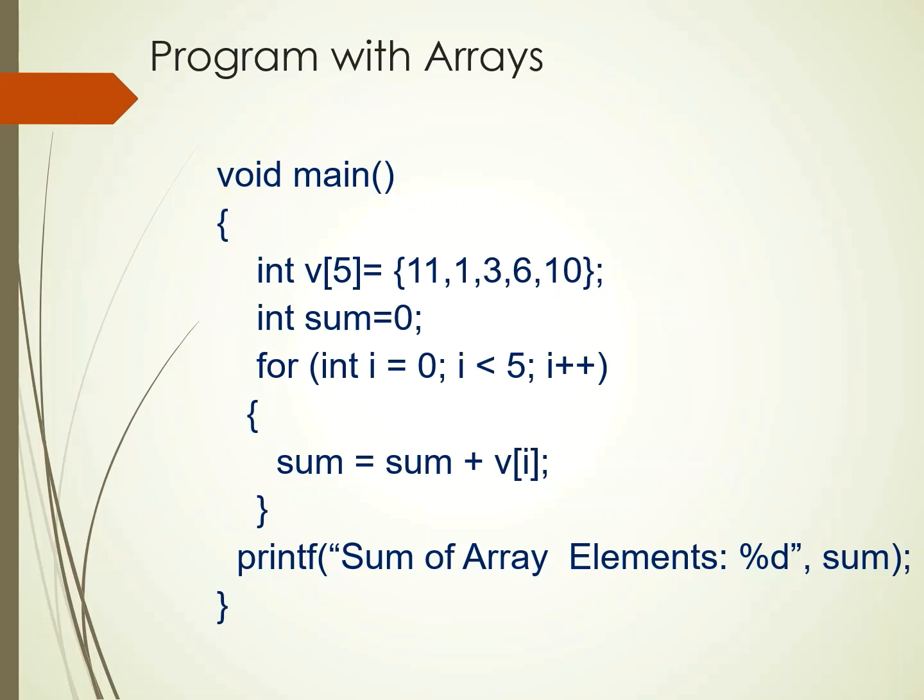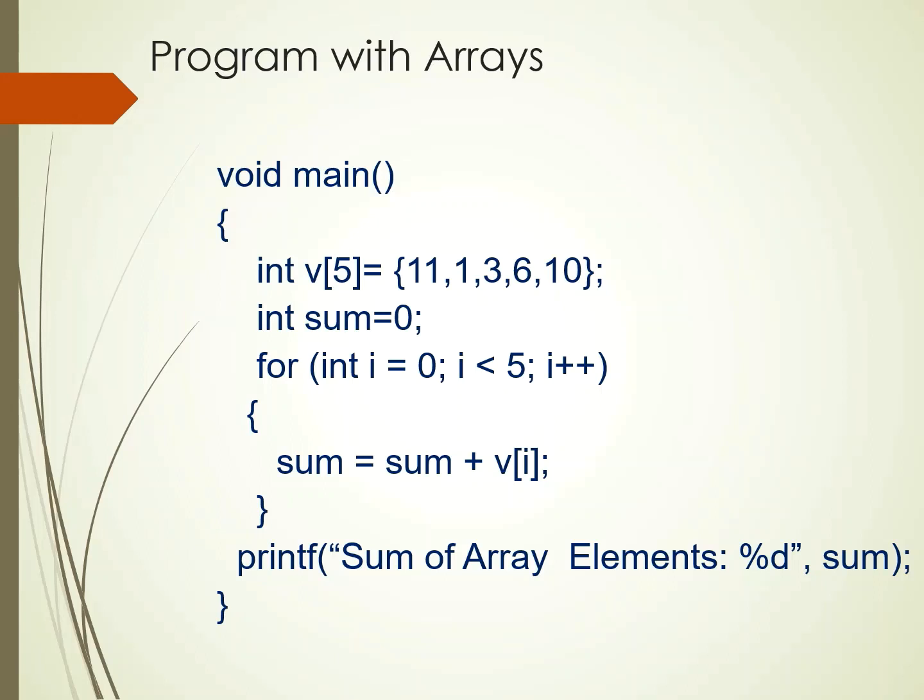And in effect, as this loop gets repeated, it will take up v0, v1, v2, v3, and v4, and they will be added with sum. And when the loop completes its sequence, we get the final result in the sum variable. So the last line of the program is similar to the previous one: printf sum of array elements equal to %d, sum. So this method will be more convenient if we have large numbers to handle.